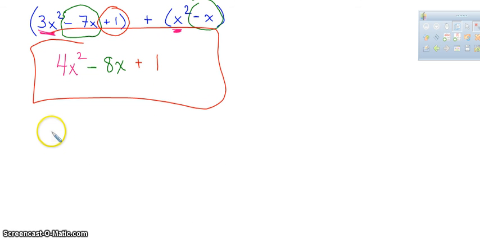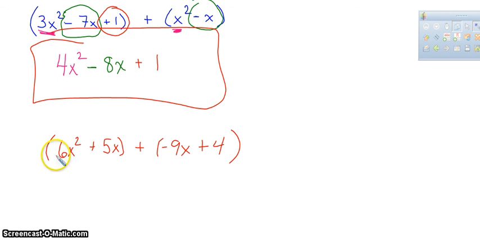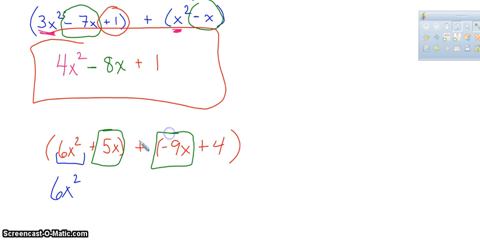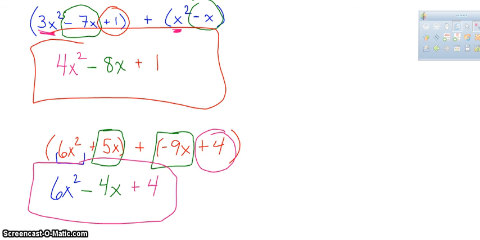Let's try another one. How about 6x squared plus 5x plus negative 9x plus 4. Okay, let's start with this term, 6x squared. Does anything here match it? There's no matches, so we just rewrite it. We copy it down, 6x squared. And then we go to 5x. Does anything match 5x? Negative 9x does. So when I add them together, because one is positive, one is negative, I get negative 4x. And then what do I have left? I have this 4. Does anything match it? No, nothing matches it, so I put plus 4. And this is my polynomial I get when I add them together.